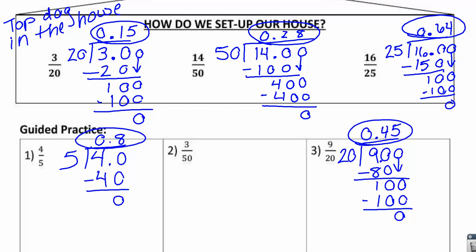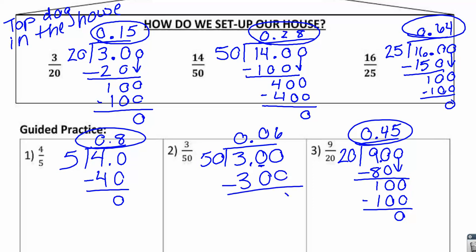Okay, so here are your answers for number 1 and number 3. I left number 2 blank because I want to chat about it for a second. So we have top dog in the house. 50 cannot go into 3, so I add a 0, decimal and a 0. 50 cannot go into 30, so I have to add another 0 and another 0 down below. So don't forget that second 0 right here. And then 50 goes into 300 6 times perfectly. So I'm left with 0.06 for that one.